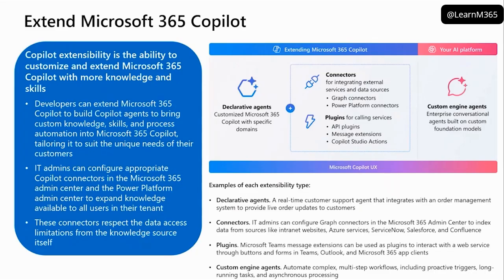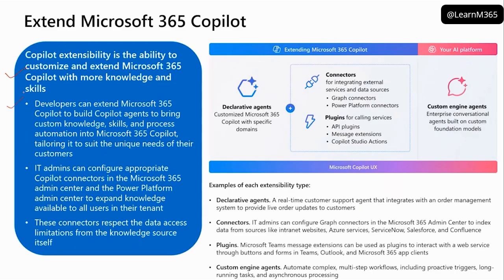But you have complex infrastructure, and now your organization's requirements are very high. You want to extend your Copilot so that it can achieve high capabilities. We will have enhanced productivity. So in that scenario, we have Copilot extensibility. Extensibility is nothing but the ability to customize and extend Microsoft 365 Copilot with more knowledge and skills. Okay, how to do this? What are the tools? This is something we are going to discuss.